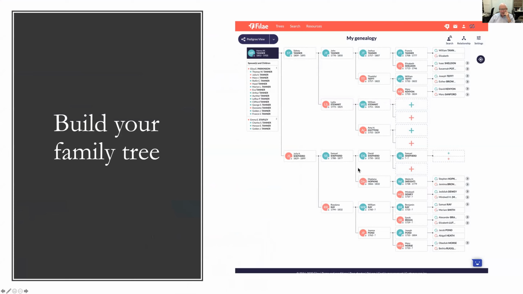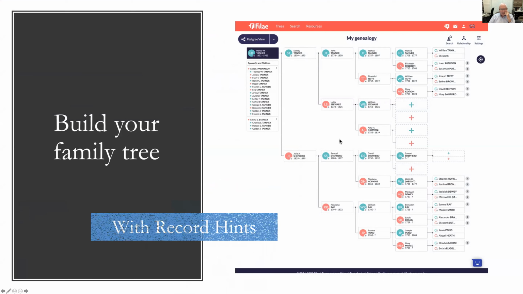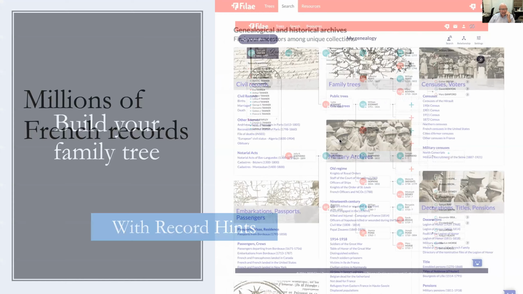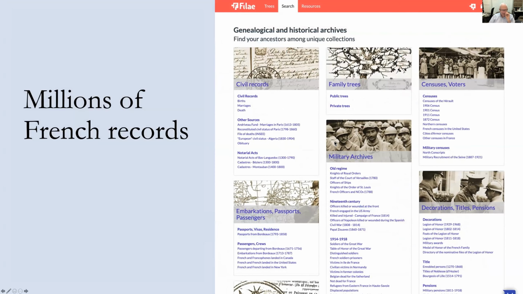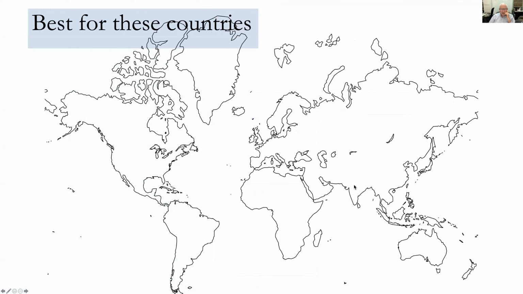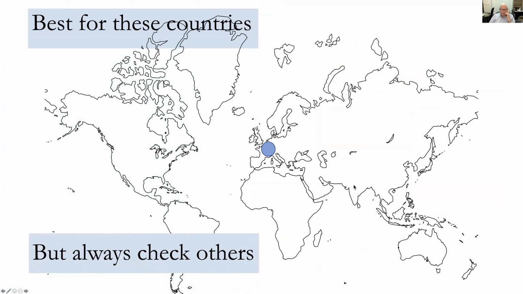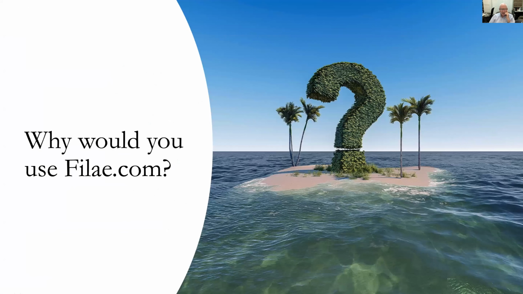So here's one reason for Filae, and they do have record hints, and they do have millions of French records in all sorts of categories, and you can see all the different categories. It's best for France, but you can always check the other websites and check around to see if there's anything that happens to be on this website. The answer to this question of why use Filae is if you have French records, this is where you go.